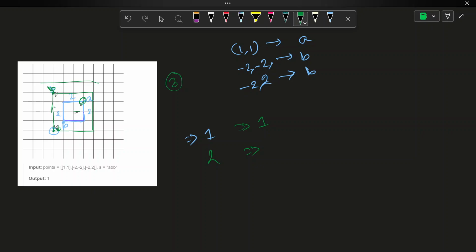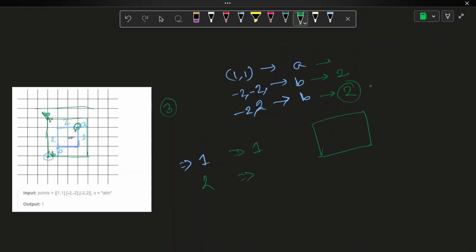So if some tag is repeating, then I have to find out the maximum length I can take for that tag. For this case, it is not repeating, it's okay. For b, the maximum side length is 2. But if I take the side length as 2, then both will be counted in the same square. So this is not possible.